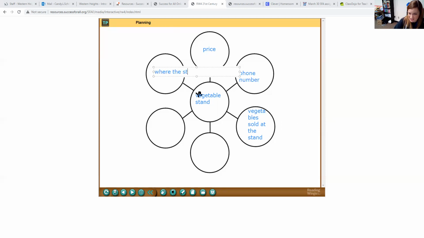Where the stand is found. So think about where you're going to make up that you can find your stand. And then you're going to include 2 reasons. Remember that people are going to want to come to your stand. So reason 1 and reason 2. So this is just to help you plan how to write the paragraph that you're going to write, to plan your first draft.